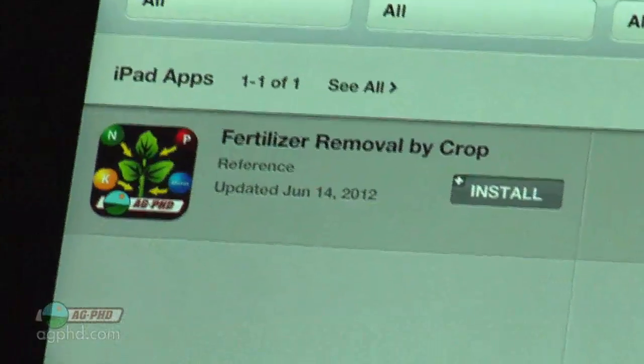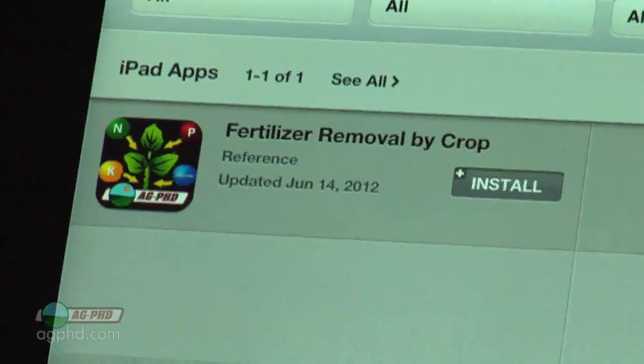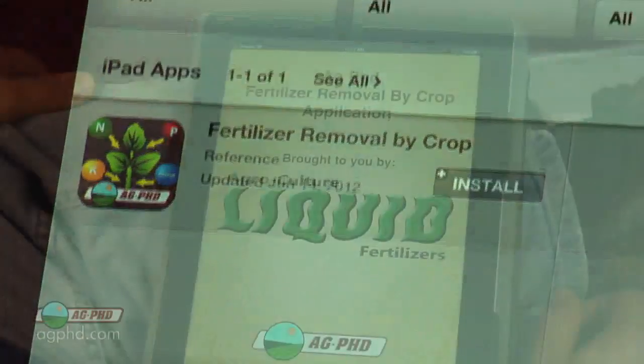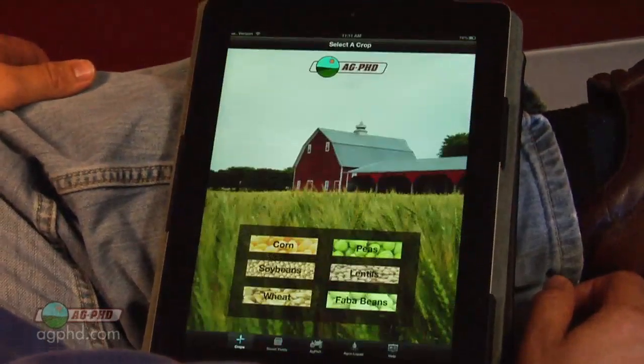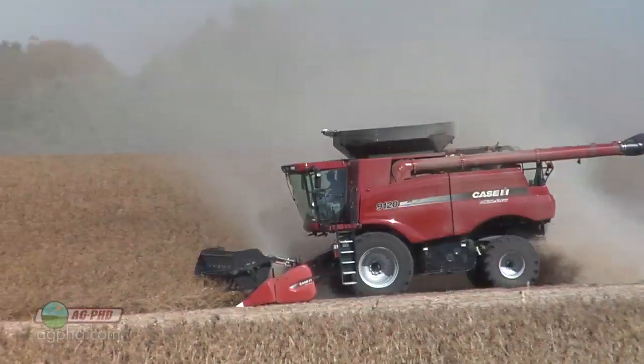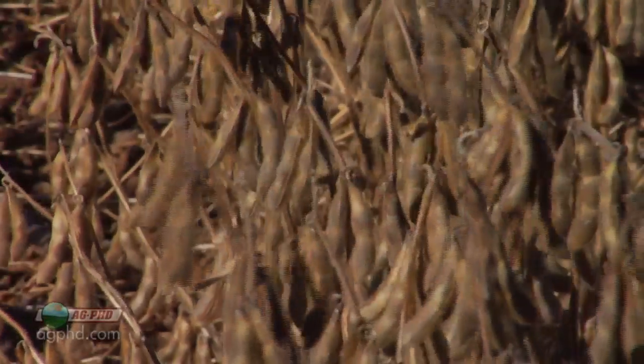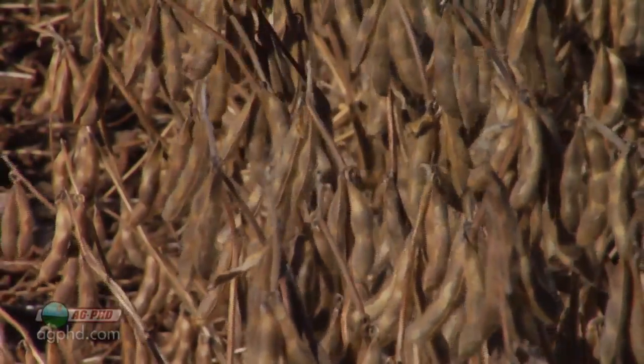So where we want you to start today is by getting the Ag PhD fertilizer removal app for your iPhone or iPad. Download that right now and take a look at what the numbers are. Plug in 50 bushel beans or 60, or in our farm, we're trying to fertilize for 80 bushel beans. That's my yield goal on many of our farms for next year. And you know what? If we don't feed the crop, I know we can't get the yield that we're hoping for.